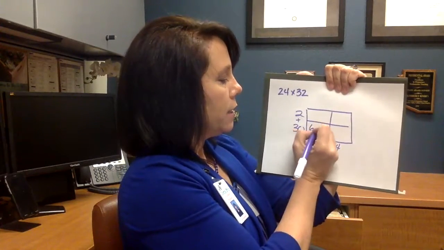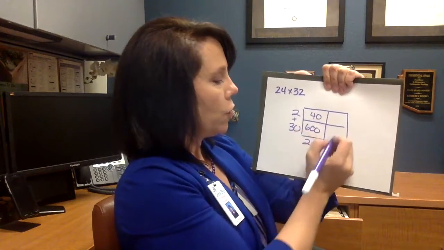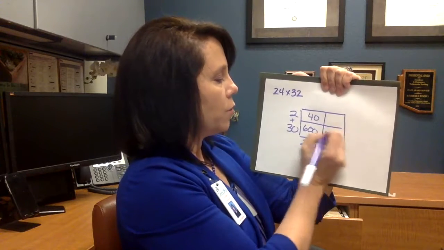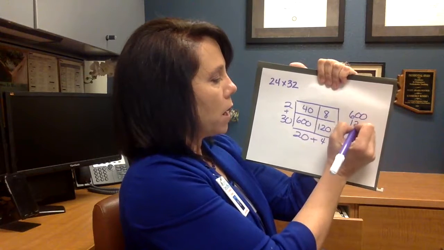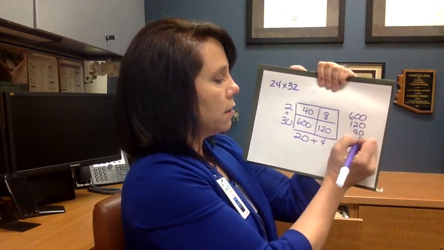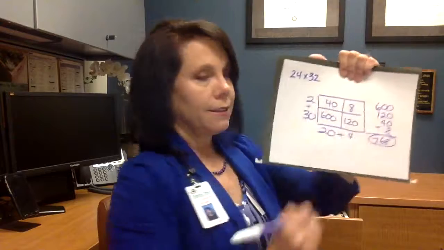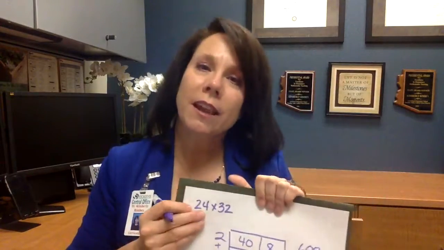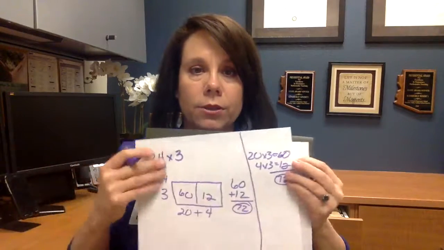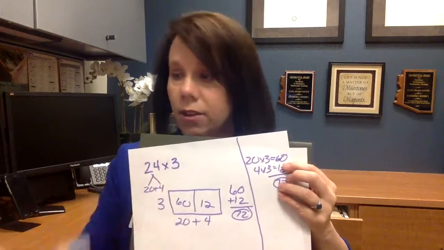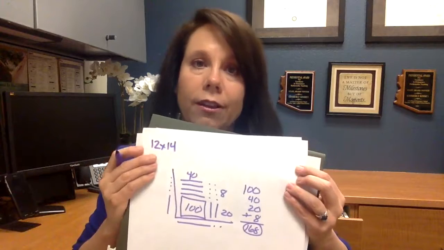20 times 30 is 600. 2 times 20 gives me 40. 30 times 4 gives me 120. And 2 times 4 gives me 8. So when I add up those partial products, I end up with 768. So that right there is the rectangle model. I also shared with you today how you can use a decomposing model in conjunction with the rectangle model. And then, of course, we have where it all starts with the area model.